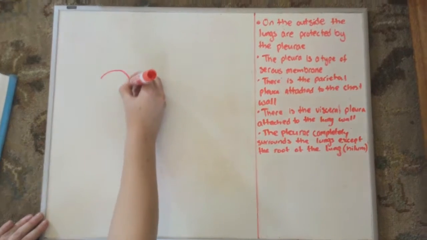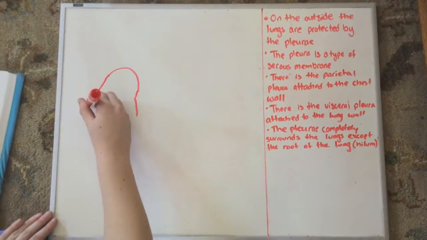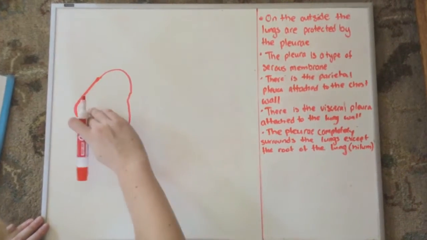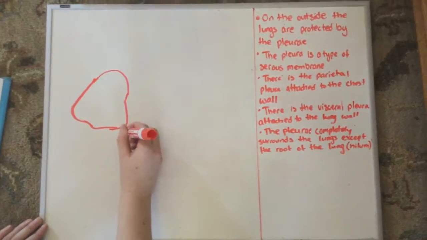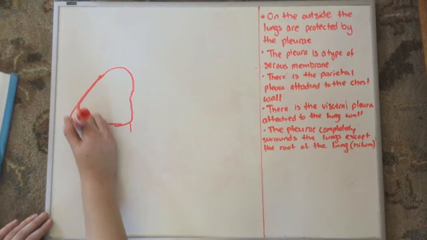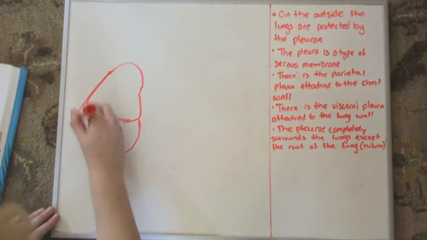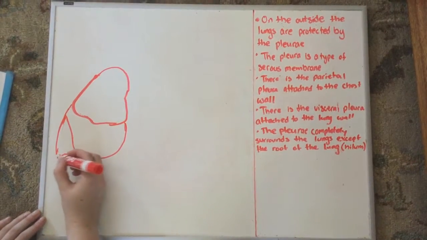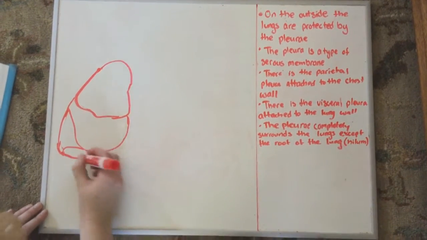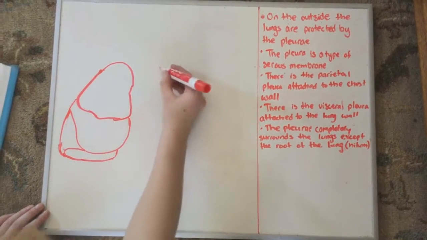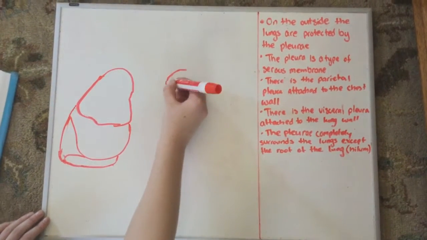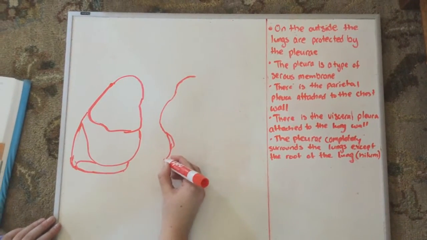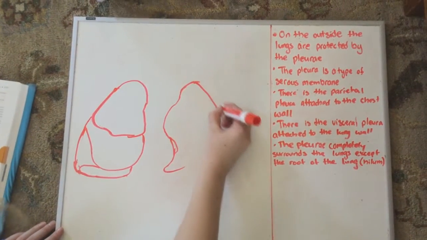On the outside, the lungs are protected by a continuous double-layered sac, known as the pleura. The pleura is a type of serous membrane that is composed of two singular layers, named based on their location. There is the parietal pleura, which is the portion of the pleura that is attached to the chest wall, and then there is the visceral pleura, which is attached to the surface of the lung. The pleurae completely surround the lungs except at one area, the root of the lung, or hilum, which is the location where the bronchus, blood vessel, and nerves enter the lung.